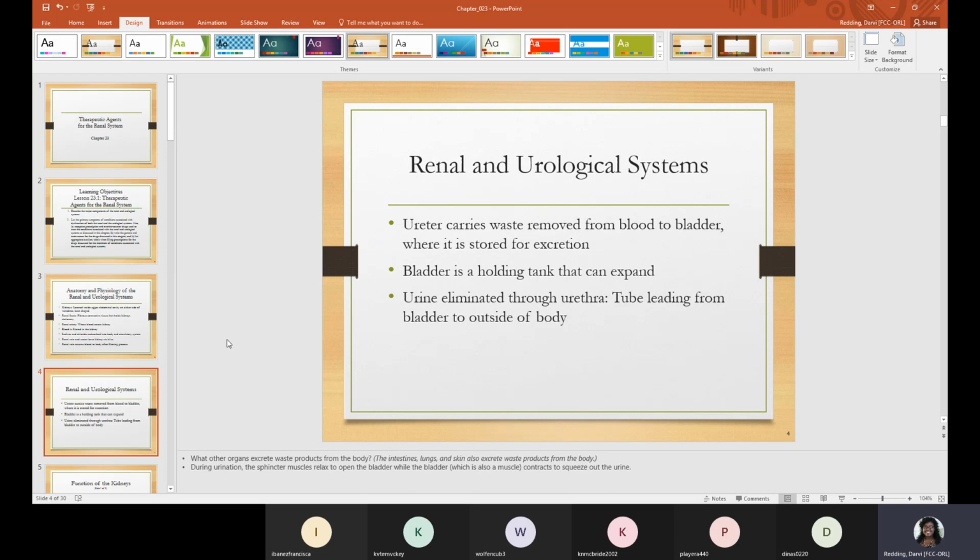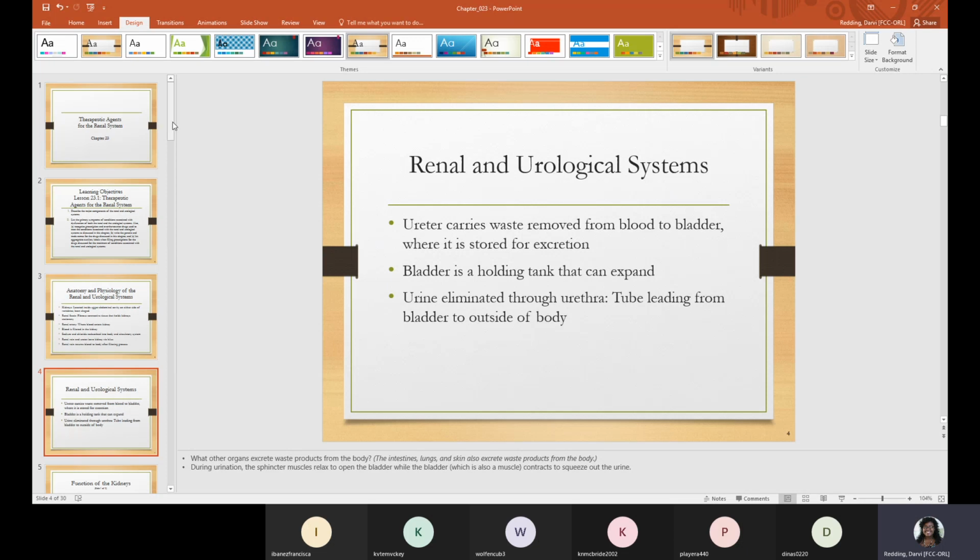Other organs that can excrete waste through the body would include the intestines, the lungs, and the skin, which also excrete waste products from the body. Now, during urination, the sphincter muscles relax to open the bladder, while the bladder, which you should know is also a muscle, contracts to squeeze the urine out.